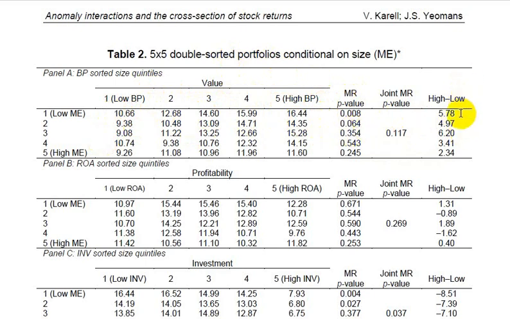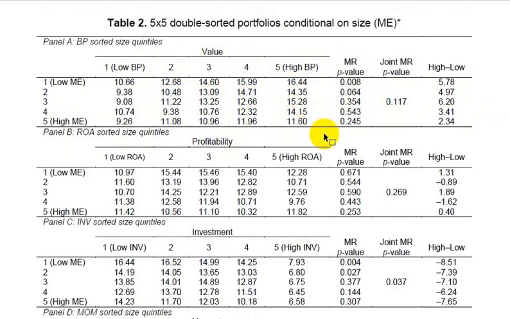And next we have the high minus low here, which would be the value companies minus the growth companies. And so in all cases we see that the value companies return more than the growth companies, no matter the size. But certainly it looks like for the smaller companies that value effect is more prominent because this number is higher. But for the larger companies, this relationship is not monotonic, where it increases at each increase in the quintile.